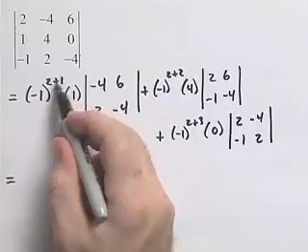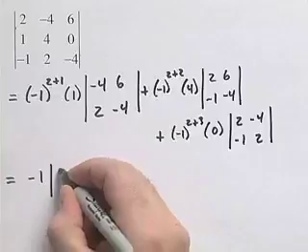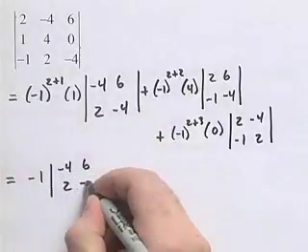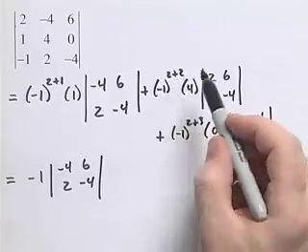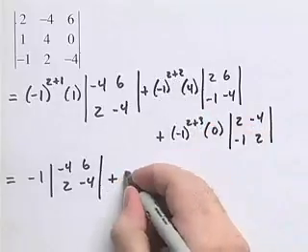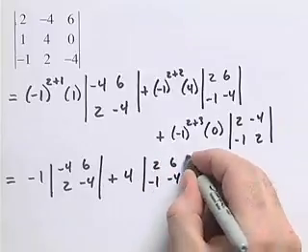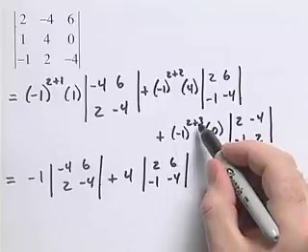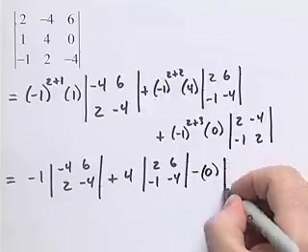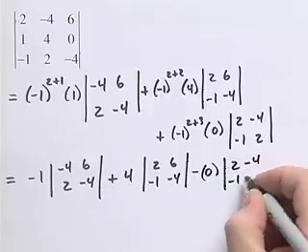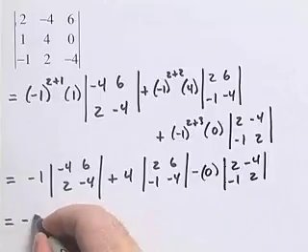Negative 1 to the third power is negative. So we have a negative 1 times the determinant, negative 4, 6, 2, negative 4. We have negative 1 to the fourth power is positive, so we'll get a positive 4 times the determinant, 2, 6, negative 1, negative 4. Negative 1 to the fifth power is negative, so we'll have minus 0 times the determinant, 2, negative 4, negative 1, and 2. So here we'll have negative 1 times.